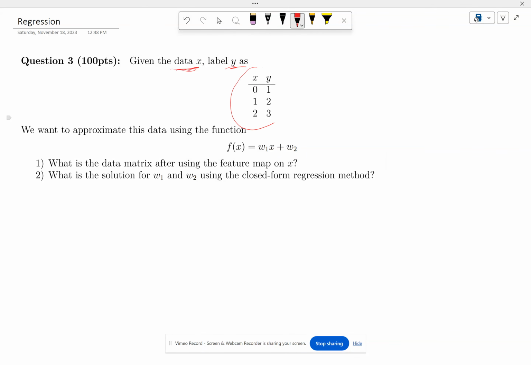The idea of regression is that you ideally want to find some function such that when you put this value in, you get this value out. Okay? You put this one in, you get this out. You put this in, you get this out. So how do we find this function?